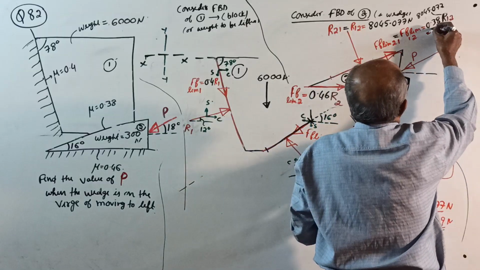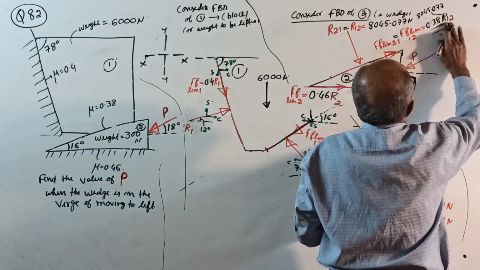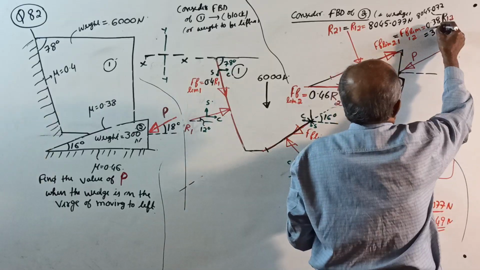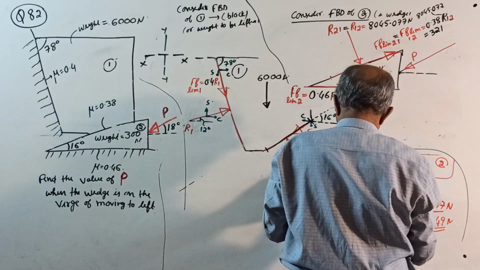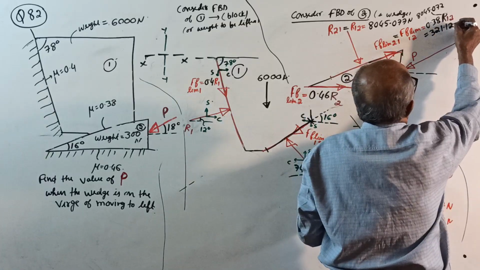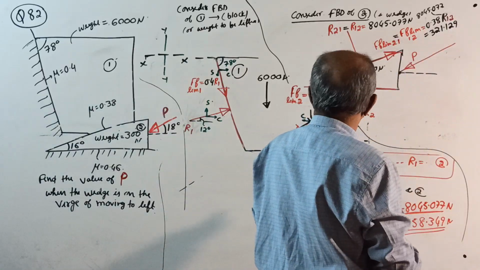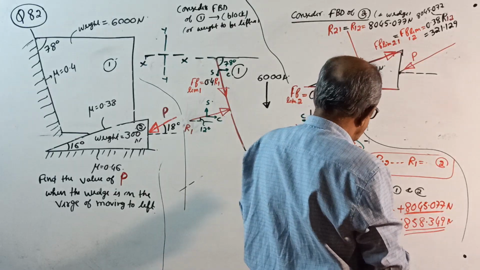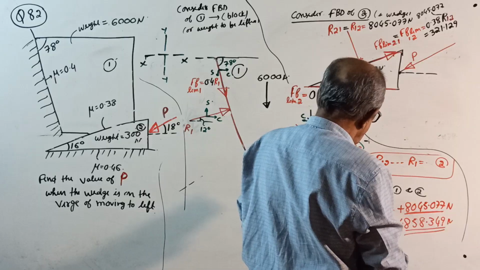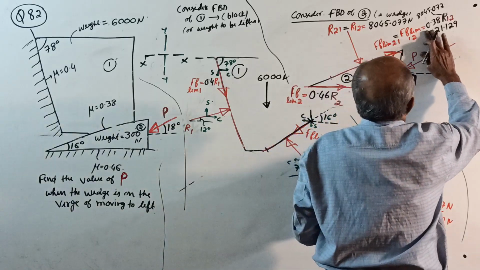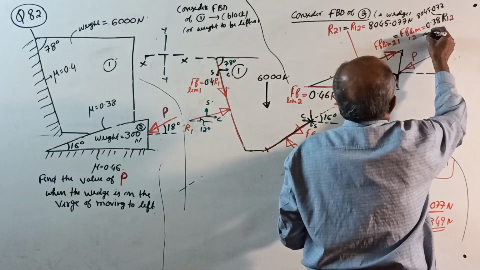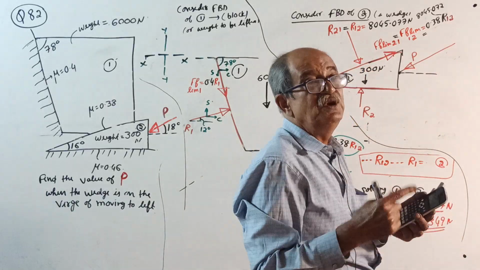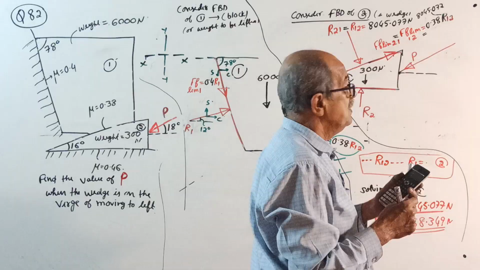321.129. If I divide by 0.38, I should get back 8045 point something. Something is wrong. See here. It is my calculator problem. 8045, it came only 845. My calculator has not taken that 0.